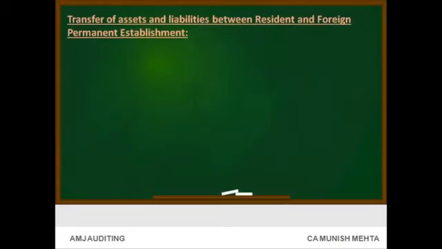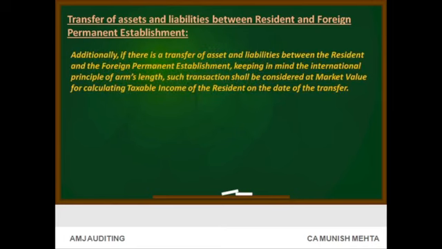Transfer of assets and liabilities between resident and foreign permanent establishment. Additionally, if there is a transfer of assets and liabilities between the resident and the foreign permanent establishment, keeping in mind the international principle of arm's length, such transaction shall be considered at market value for calculating taxable income of the resident on the date of the transfer.